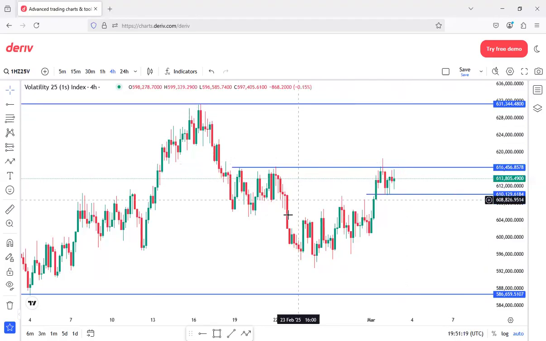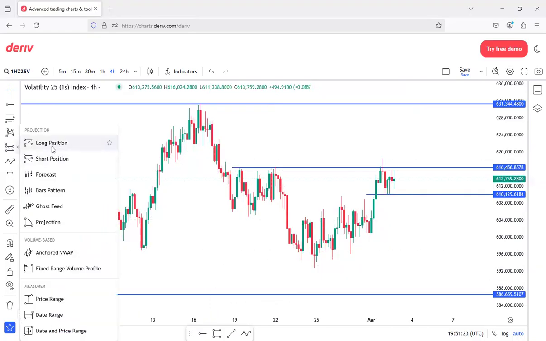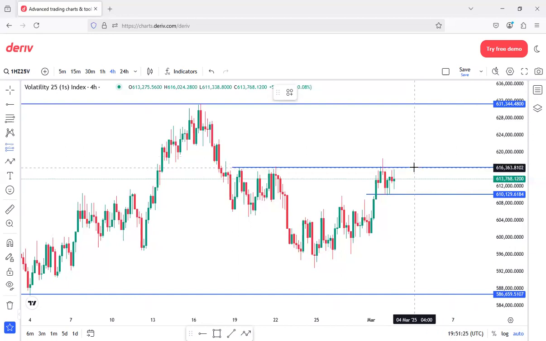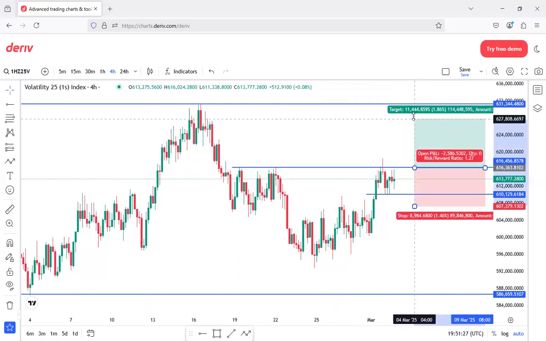All right. So this is what I'm expecting on the Volatility 25 (1s) index. If price should break above here, we should look to buy back to this zone.